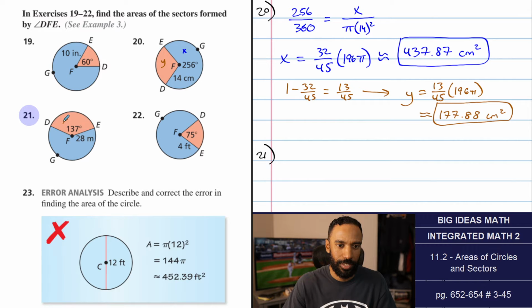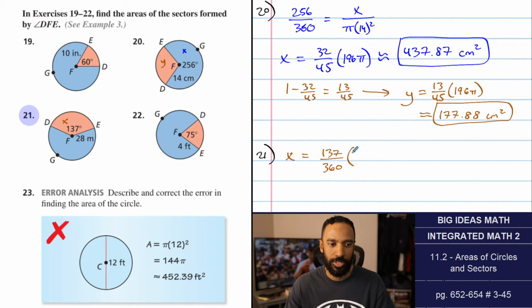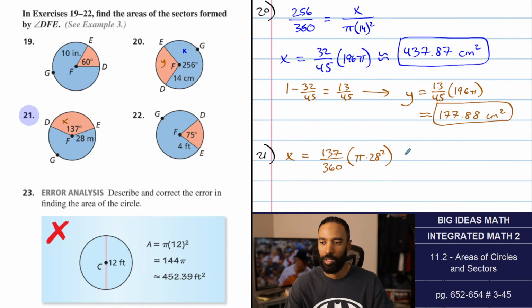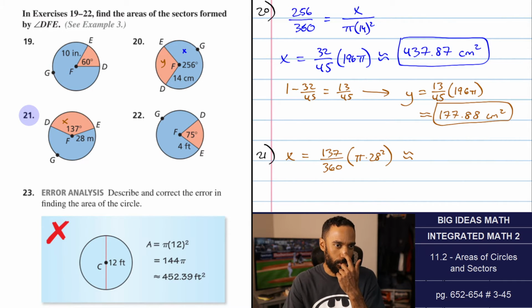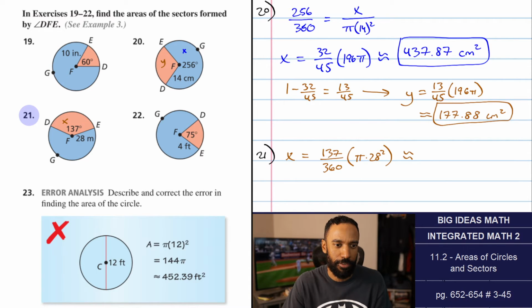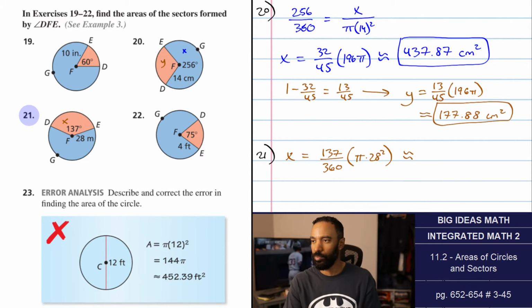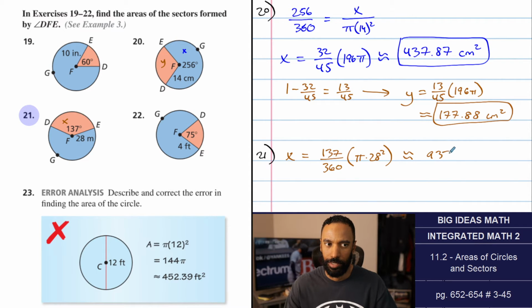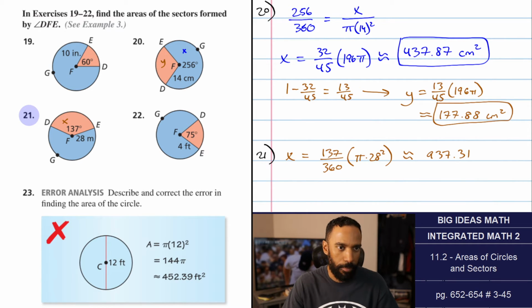This x, I know we're kind of changing what's x and what's y, but this x is 137 over 360 times the area of this circle. That's pi times 28 squared, pi r squared. I'll let the calculator do that right now, but I'll tell you that 28 squared is 784. So let's remember that for the next one. Pi times that times 137 over 360. So that's 937.31 square meters.